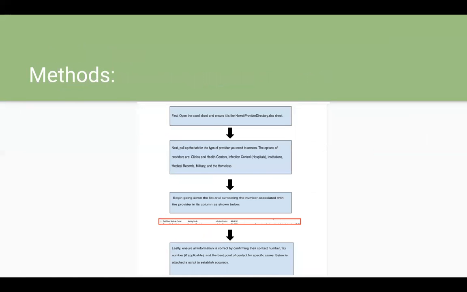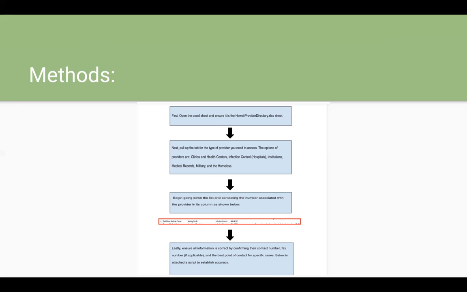So for my methods, I included one of my projects that I worked on. This is the flow sheet I created for the guide on how to update the provider list. So I'm just going to go over it with this. So it takes a few steps, probably 4 or 5, relatively simple tasks, but still important to have a to-do list.